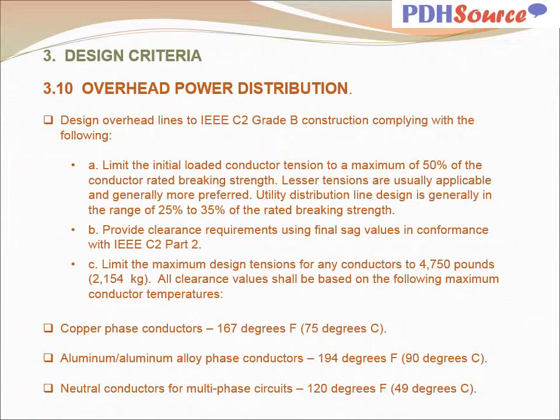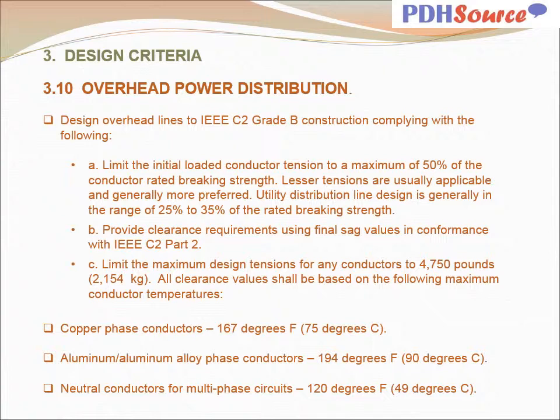Design overhead lines to IEEE C2 grade B construction complying with the following. Limit the initial loaded conductor tension to a maximum of 50% of the conductor rated breaking strength. Lesser tensions are usually applicable and generally more preferred. Utility distribution line design is generally in the range of 25 to 35% of the rated breaking strength.